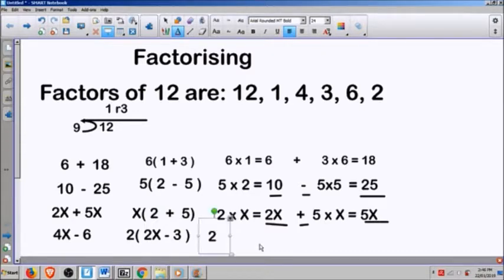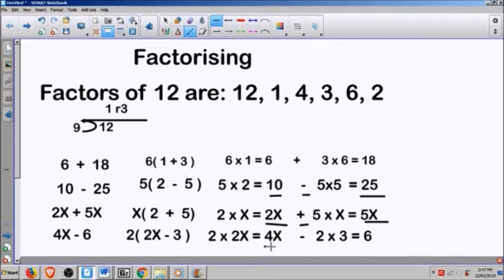All right, now we're going to expand, double check that we're right. 2 times 2x is 4x. Take away. 2 times 3 is 6. 4x minus 6.